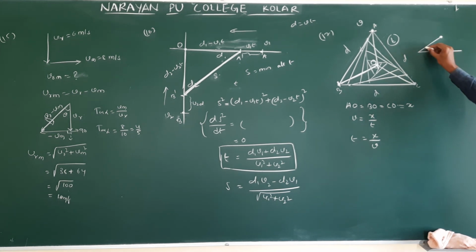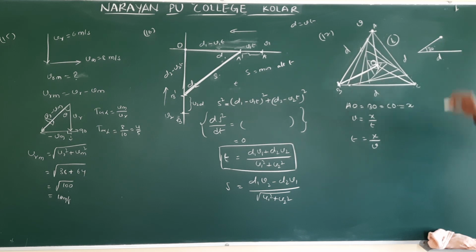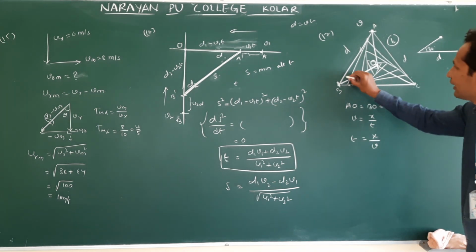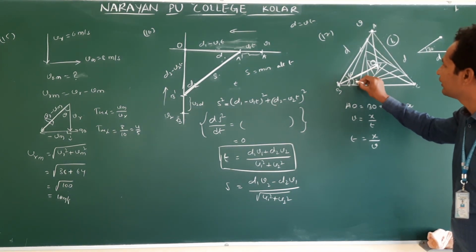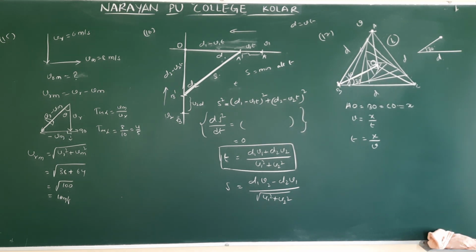Understand? This is a 30 degree angle, because in an equilateral triangle each angle is 60, so half of the angle is 30 degrees. So this d resolved into BO. BO is equal to d cos 30. Cos 30 is what? Root 3 by 2. So d cos 30 is root 3 by 2 d.